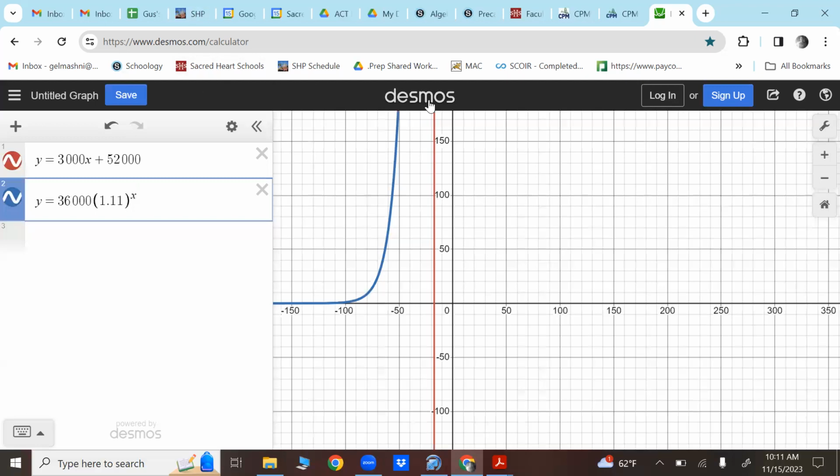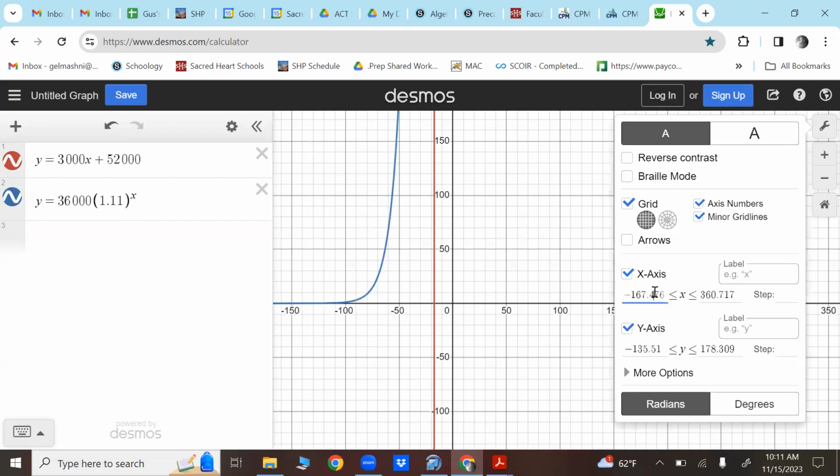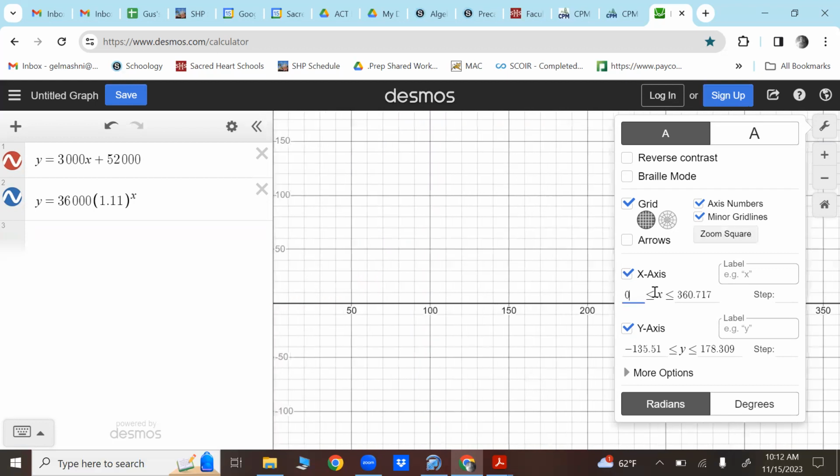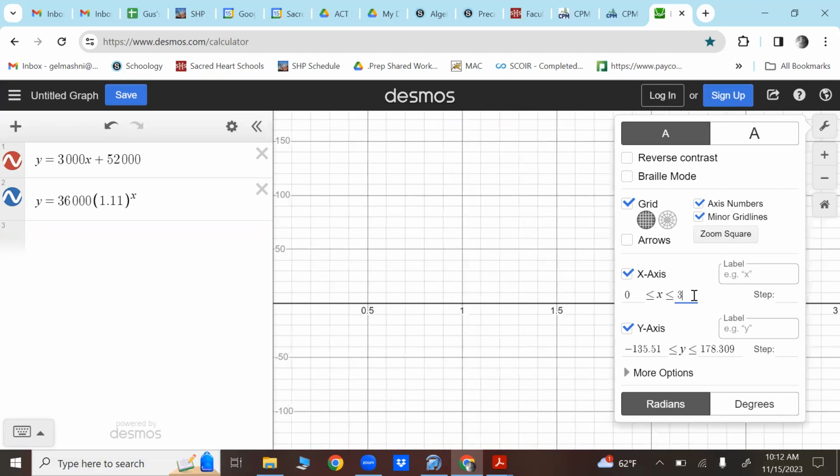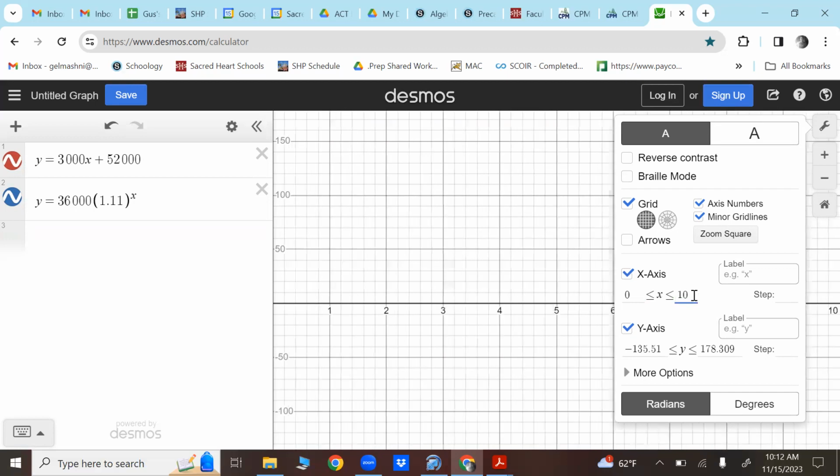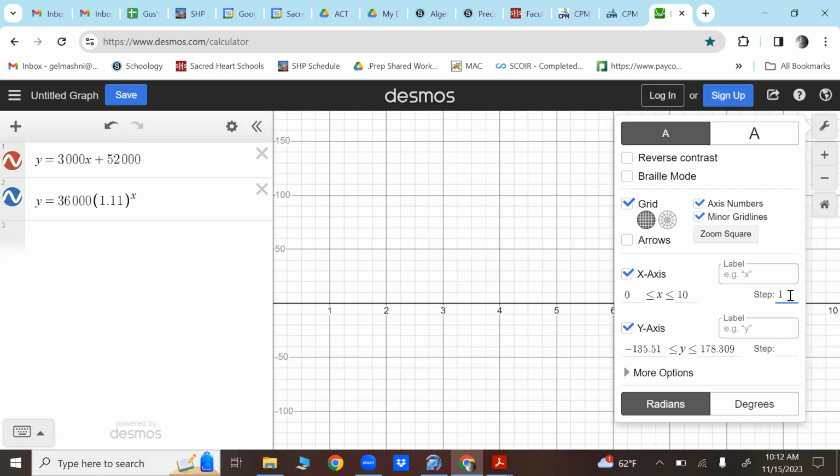So this is what you have to do. You have to fix the window. If you hit the little toolbar here, look at the minimum x value. Are we going to have negative 167 years? No. What's the first year I'm going to look at? Year 0. So make that 0. Now, are you going to work for 360 years? No, right? You don't live that long. Maybe we'll do like 10. And we'll make the step 1, so that every 1 unit we see a tick mark.